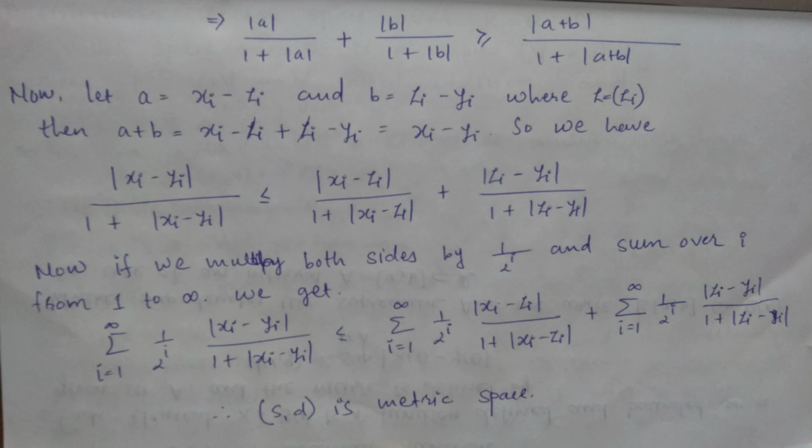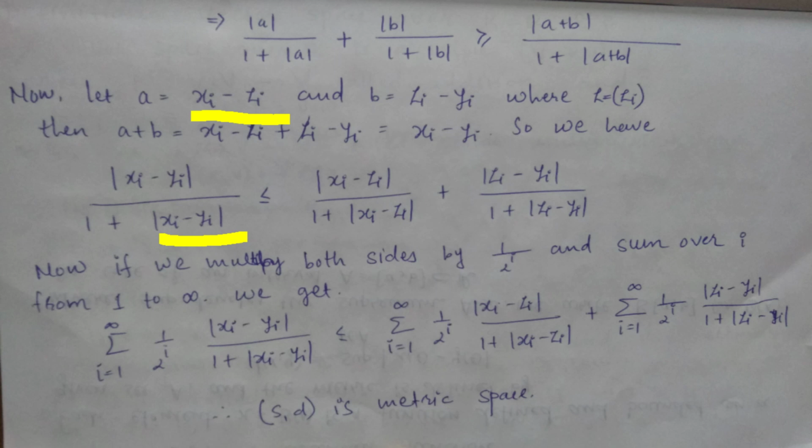We get modulus of a, so a is xi minus zi, so modulus of xi minus zi upon 1 plus modulus of a. So the value of a plus b is xi minus yi. When I am putting all these values in this equation, it will become modulus of xi minus yi upon 1 plus modulus of xi minus yi, less than or equal to modulus of xi minus zi upon 1 plus modulus of xi minus zi, plus modulus of zi minus yi upon 1 plus modulus of zi minus yi.